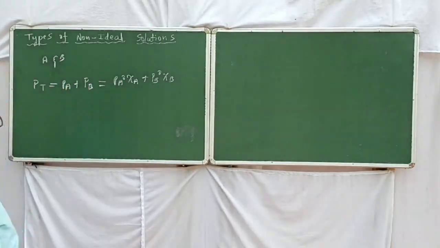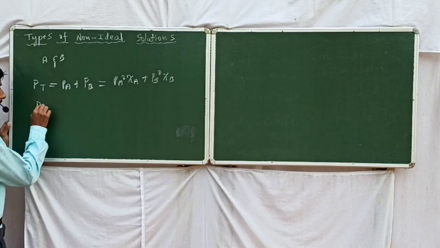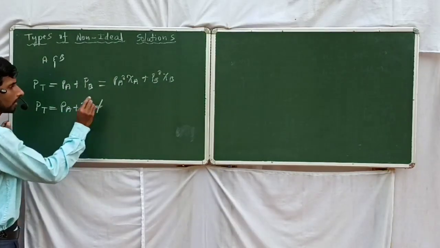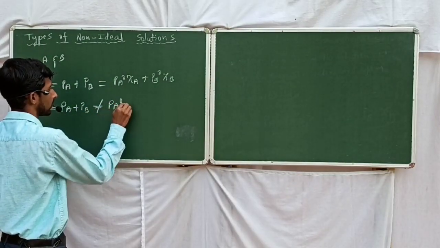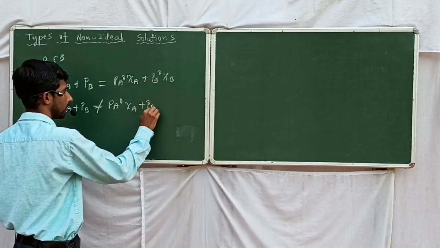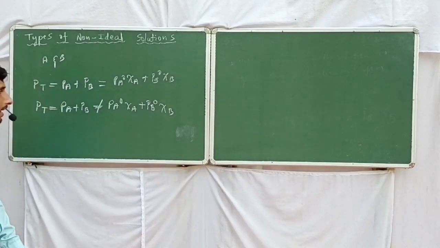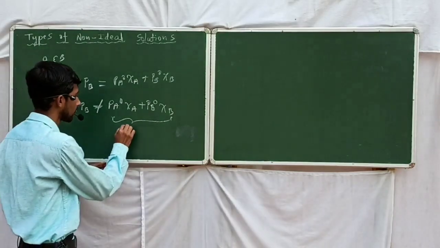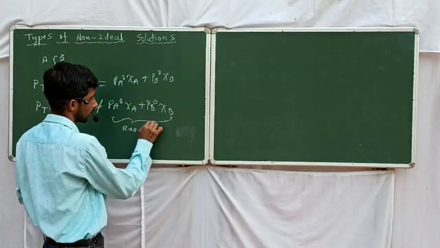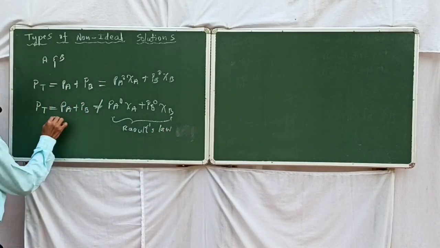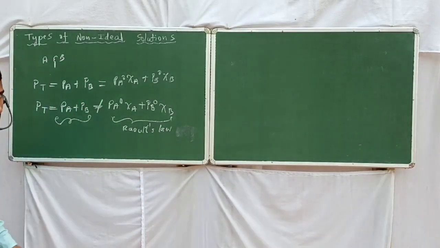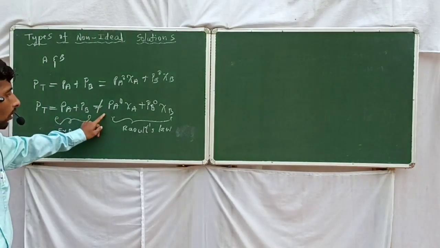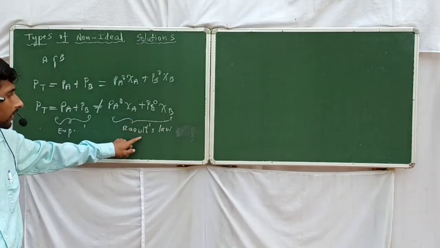Then in case of non-ideal solutions, P total is equal to PA plus PB, that is not equal to PA naught into xi A plus PB naught into xi B. This is the meaning of deviation. This one is the vapor pressure of the solution calculated by using Raoult's law. Then this one is the experimentally determined value of the vapor pressure of the solution. Clearly we can say the vapor pressure of the solution is not equal to the vapor pressure calculated by using Raoult's law.